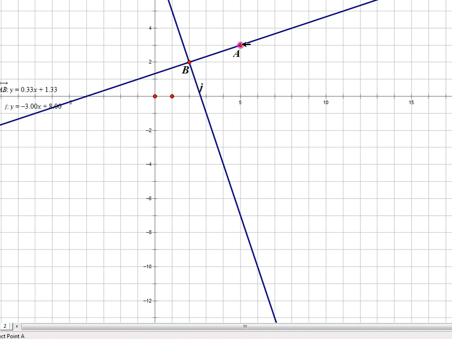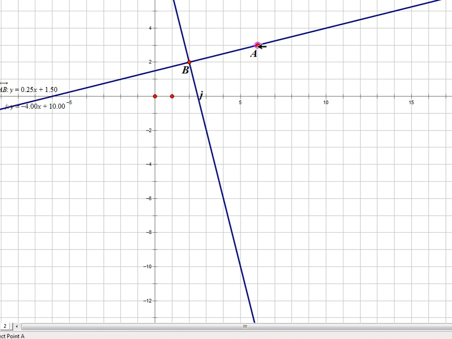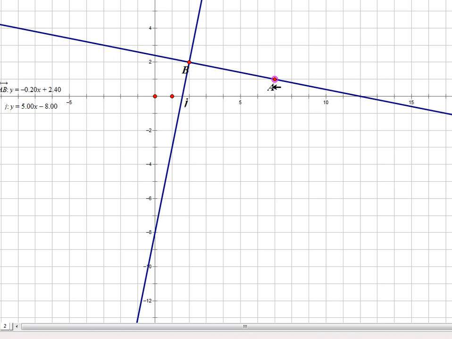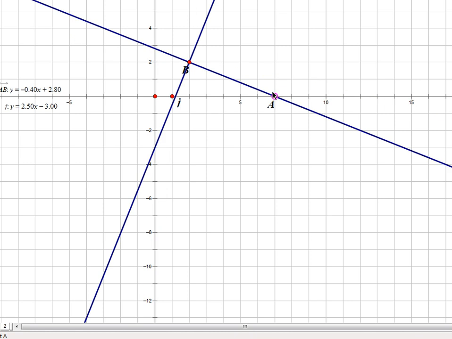Notice the two equations. Look at the slopes. Okay, I'll try another one. The lines are still perpendicular. Notice the slopes. I'll do another one. The lines are still perpendicular. Notice the slopes. One's always negative, and the other is always positive. It's not necessarily one is always positive and negative, but we do have one is positive and one is negative.